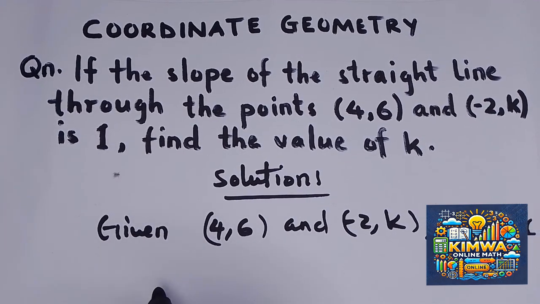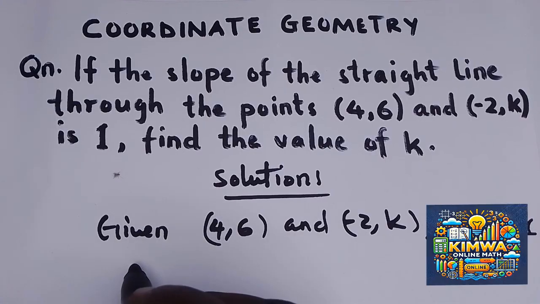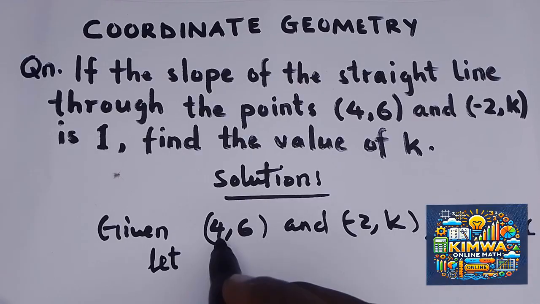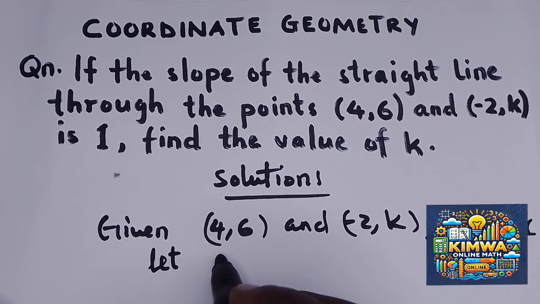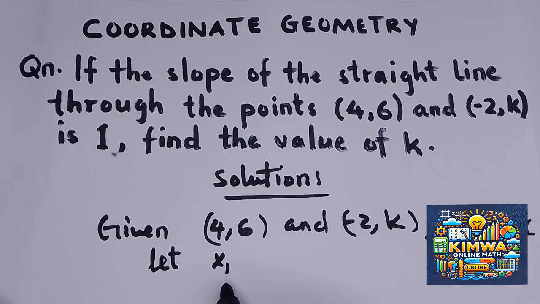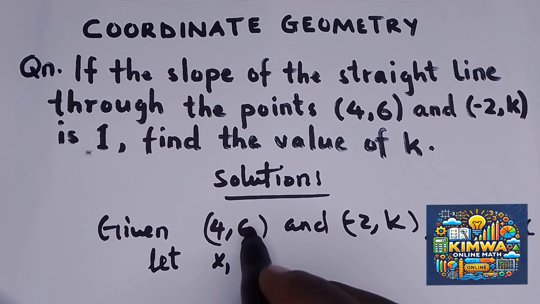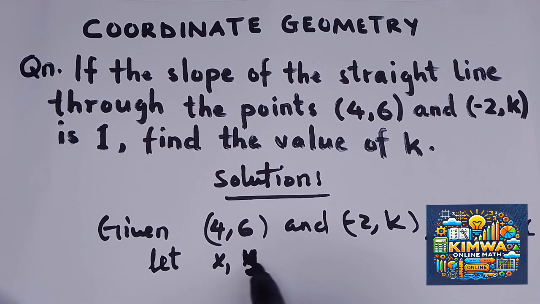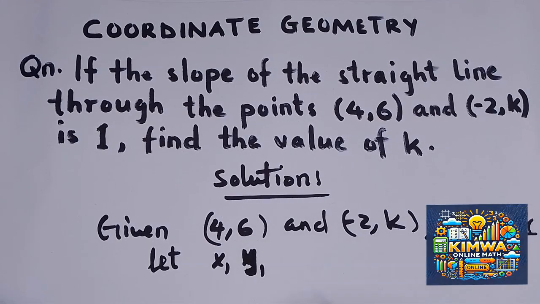So first of all, we are going to make an assumption. We are going to assume that for these 2 points, the first point x will be termed as x1. I mean 4 will be standing as x1, but 6 will be y. This is going to be y1.